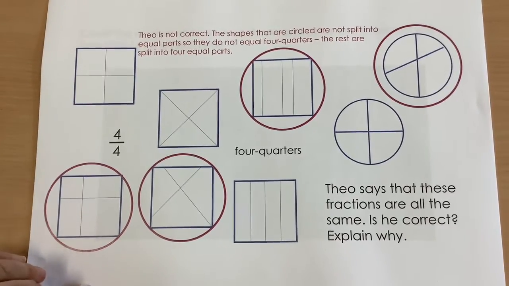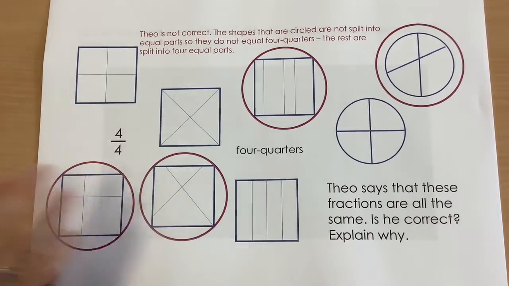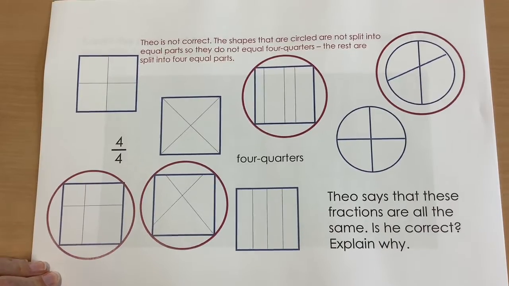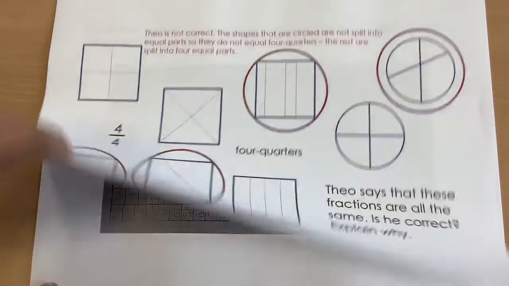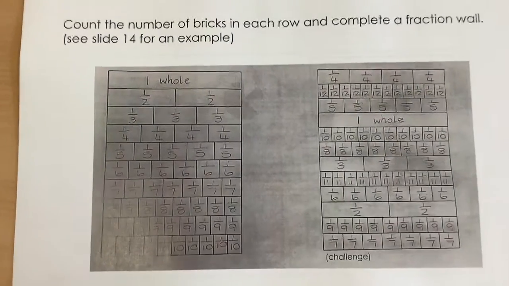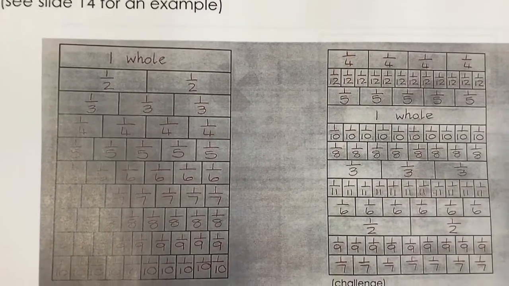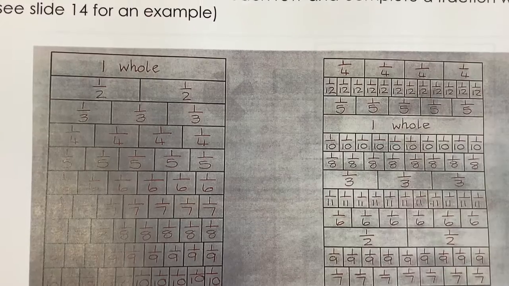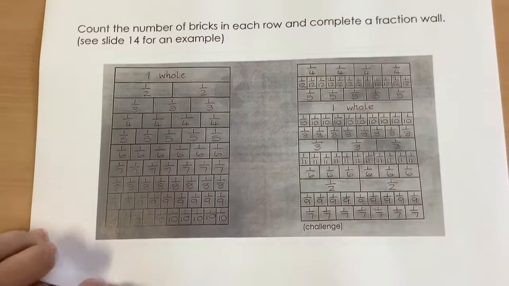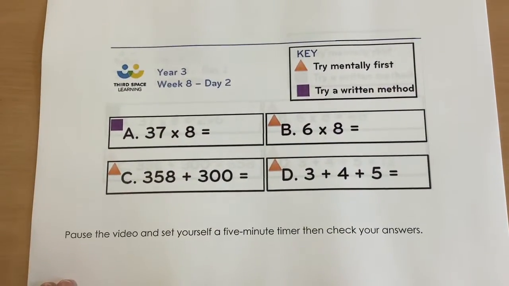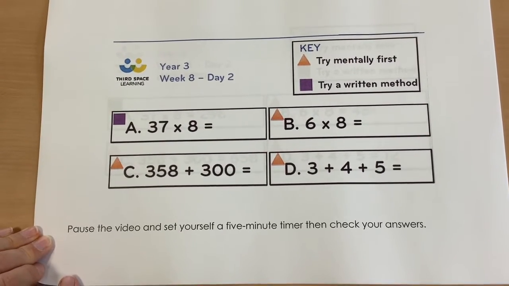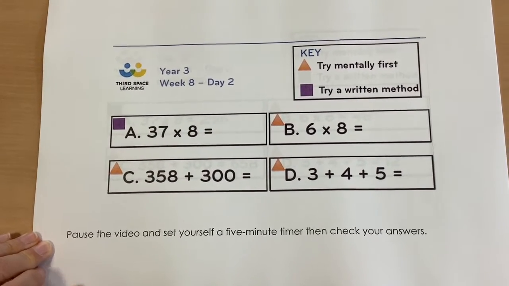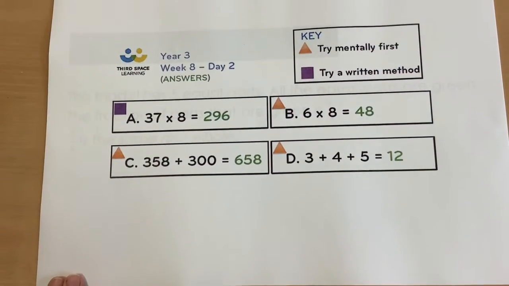Now this one, hopefully you realise that the reason that they weren't all the same was because we didn't have equal parts in some of these shapes. So set your timer for 5 minutes, please, and begin with today's Fluent in 5. And here are the answers.